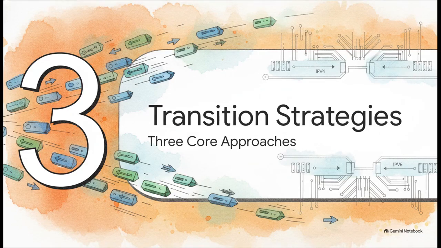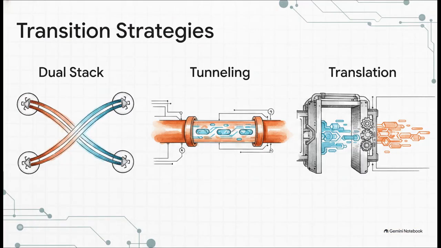Section 3, Transition Strategies. Let's look at the 3 core approaches. Now, there isn't just a magic switch you can flip to turn on IPv6. There are 3 primary strategies. Dual stack means you're running both protocols simultaneously on every single device and link. Tunneling involves encapsulating your IPv6 traffic inside IPv4 packets just to get it across legacy infrastructure. And translation literally converts traffic between the protocols at a gateway when one side simply cannot support the other.